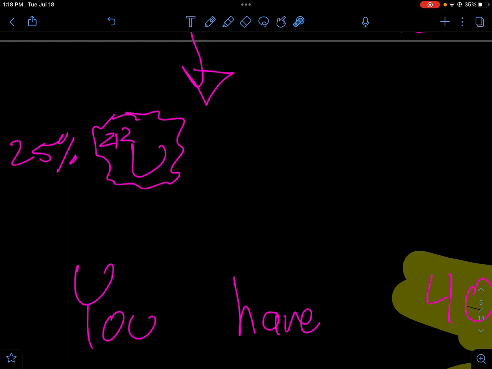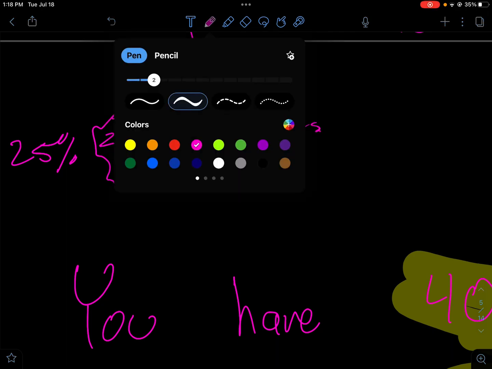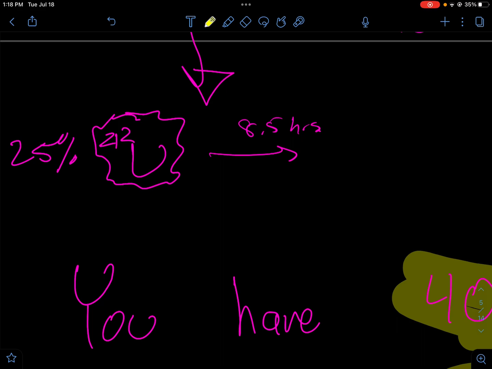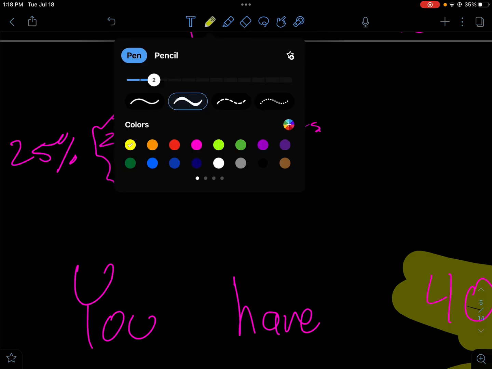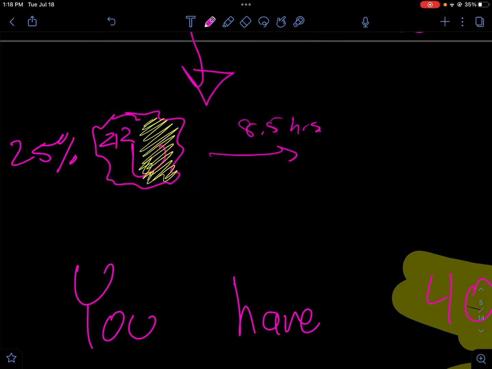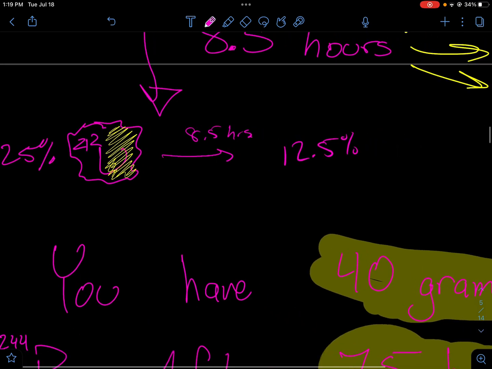And then if you wait another 8.5 hours, half of this uranium-212 will decay into thorium or whatever the case may be. And then you're going to be left with, when you have 25%, 12.5% of the original 100%, and you're left here with this uranium-212.